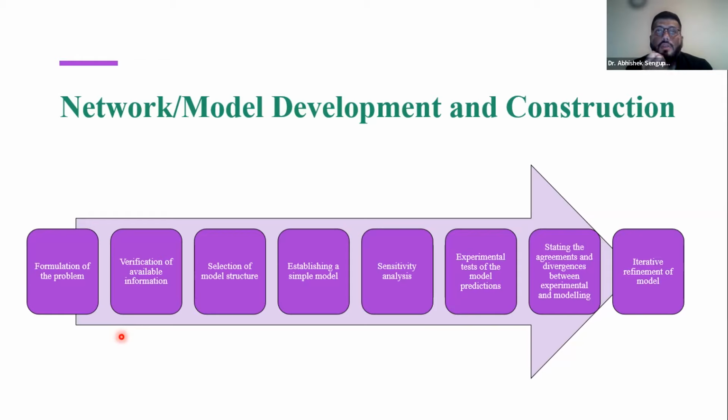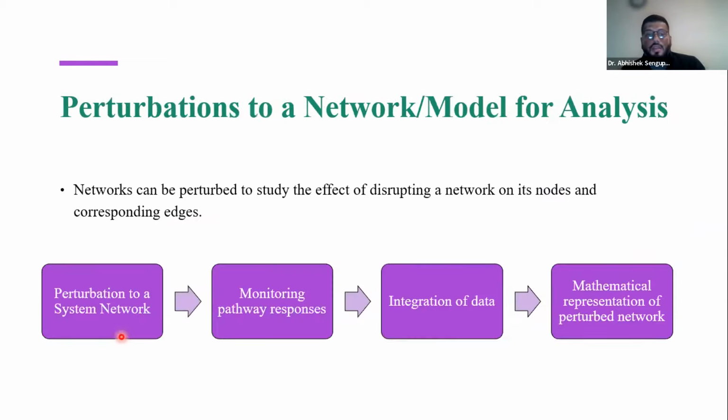Iterative refinement of the model. Refinement of the model is also very important, because the more you refine the model, the more you fill up the gaps that are present in the model, the more accurate it gets, right? Or it gives you the answer. The perturbation of a network model. So perturbation means the changes that we make to a model.